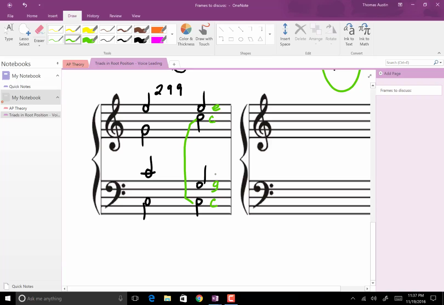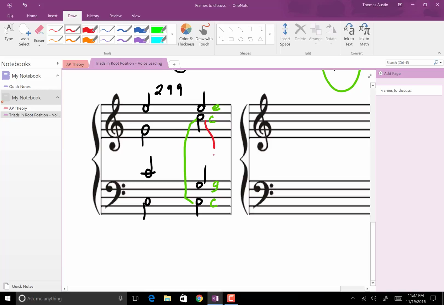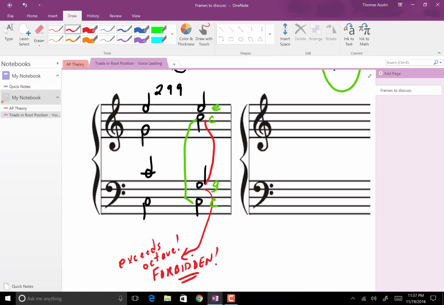And what we find is that in this 2nd chord, the interval right here between the alto and the tenor exceeds an octave, which is forbidden. So how would one fix that? Well, we could make it static and bring the octave down to the G and bring this up to the C.